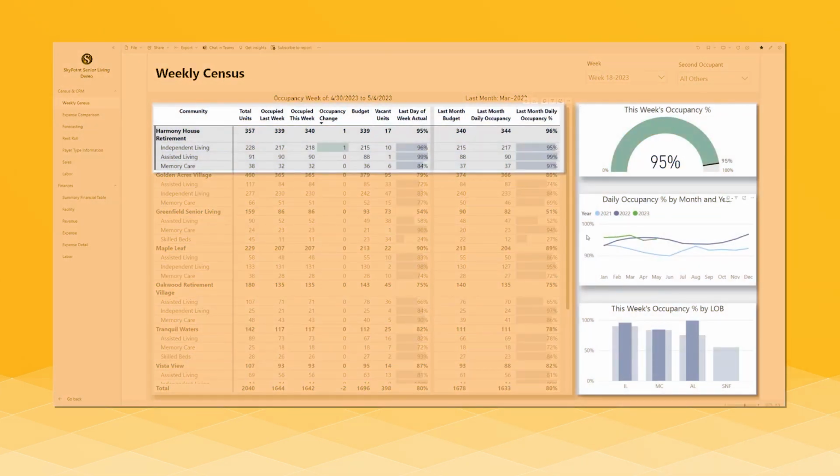In this case, we're looking at Harmony House Retirement. Maybe I want to see my daily occupancy percentage trends over the month and by line of business: independent living, memory care, assisted living, and skilled nursing facilities.